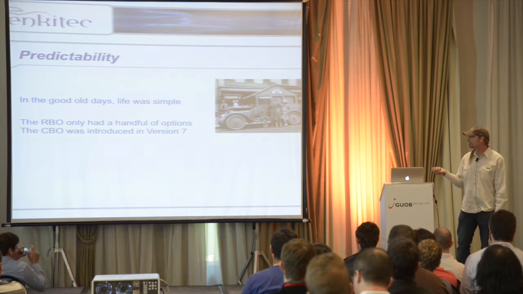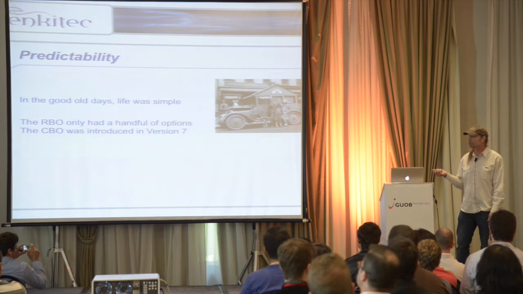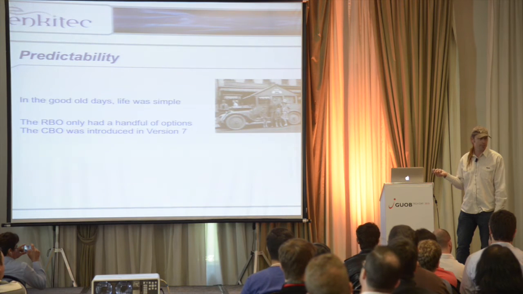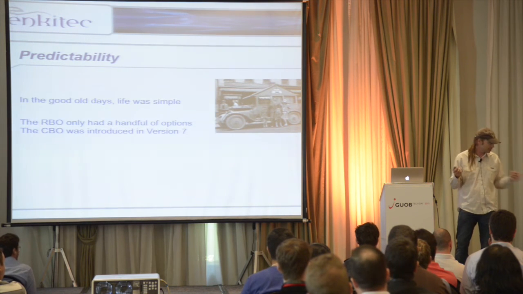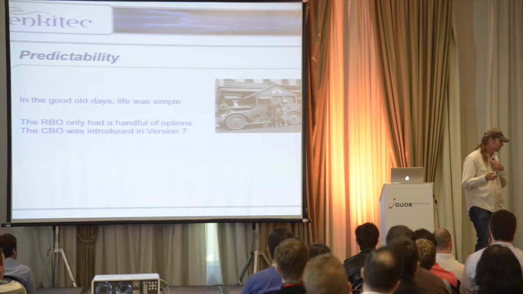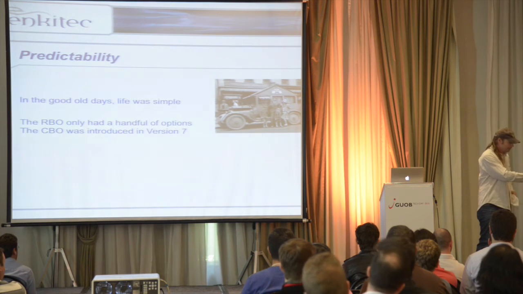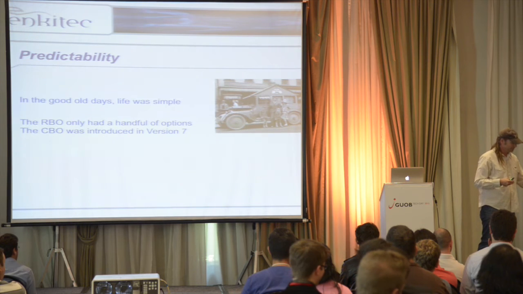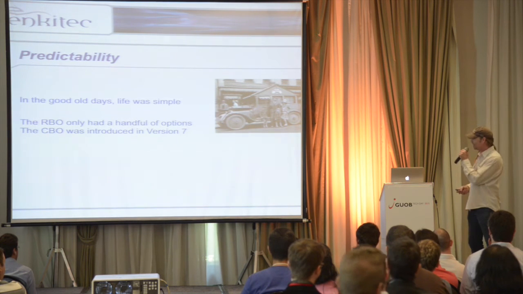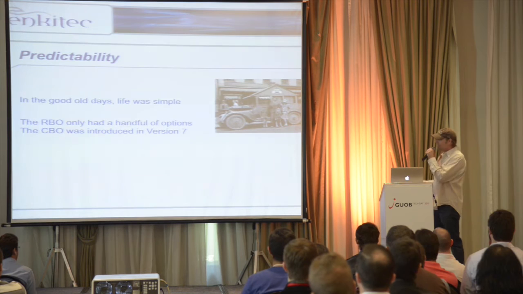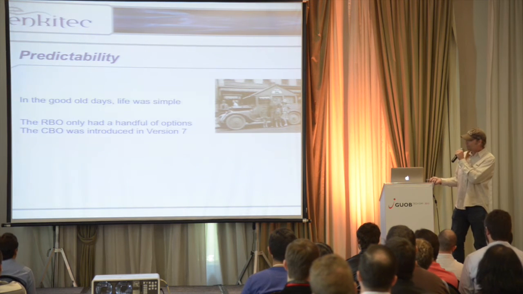In version 7, that's when we got the optimizer for the first time, the cost-based optimizer. All right, so in 7 we had the cost-based optimizer.